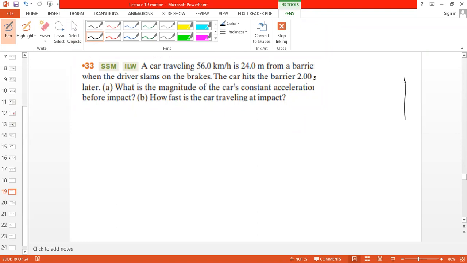So let's say this is a barrier. A barrier is here, and the car was traveling in this way. Then suddenly, when the car is 24 meters away from the barrier, the driver sees it and he slams the brake. That means the car slows down, and then after 2 seconds, at t equal to 2 seconds, it hits the barrier. What do I have to find? I have to find the magnitude of the car's acceleration before impact. Before impact, what was the acceleration?